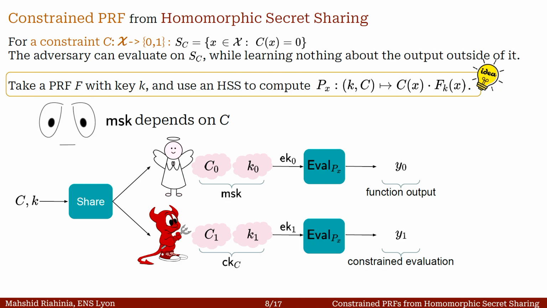Any further questions? I have one quick one. I guess you got constrained PRFs for NC1 because you used an HSS for NC1. Yeah. If you had an HSS for P/poly, would you get constrained PRFs for general circuits? Yeah, I can imagine.